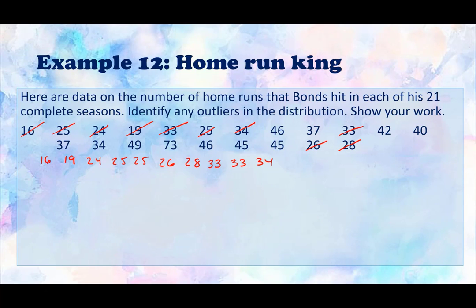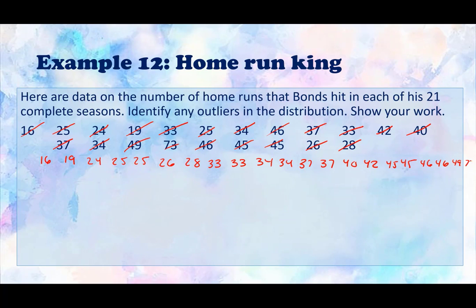and we have another 34. We have two 37s. We have a 40, 42, and then it looks like we have two 45s. 45. Hope we don't run out of room. Another 45, and then we have two 46s. Getting really close to the end here. And then we have a 49 and a 73.